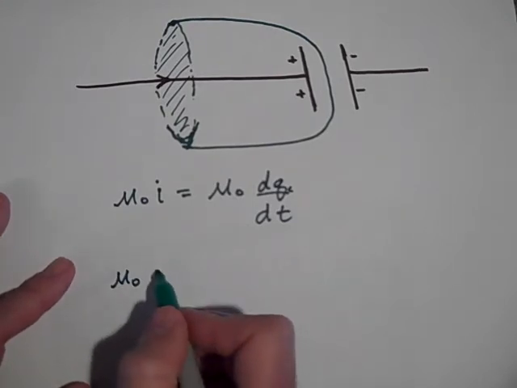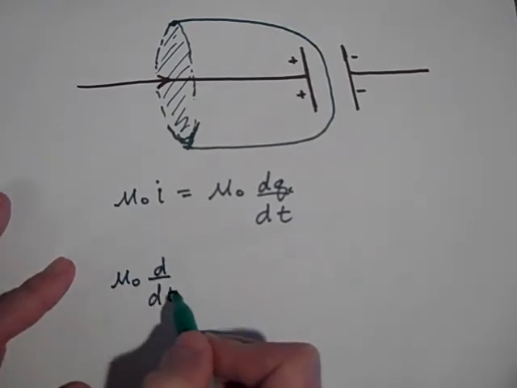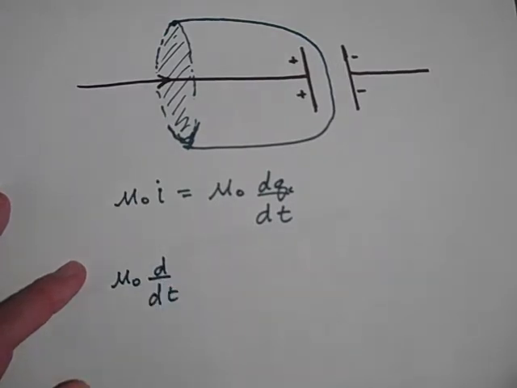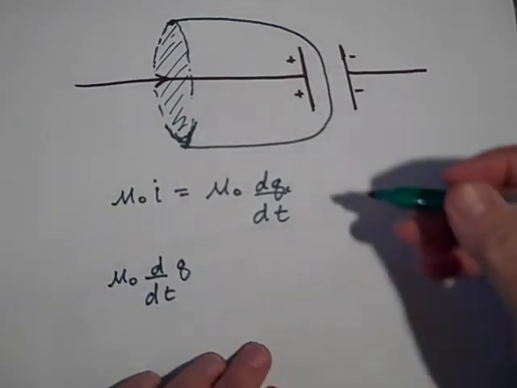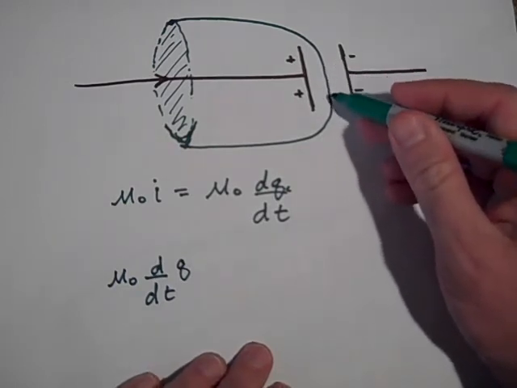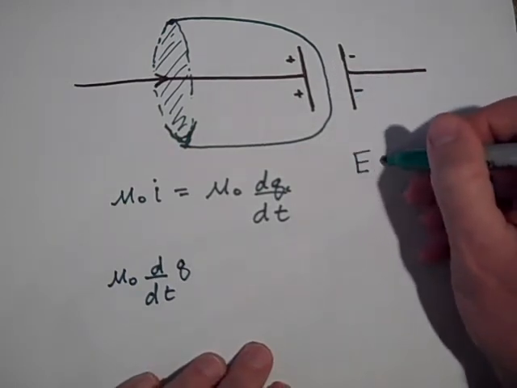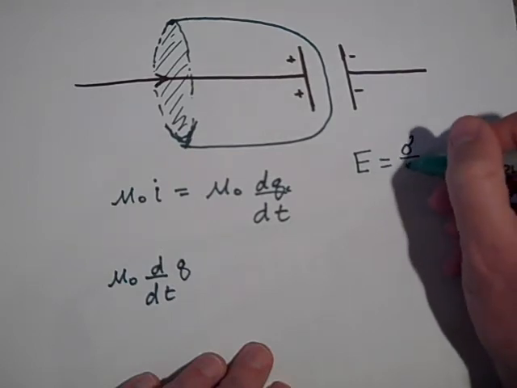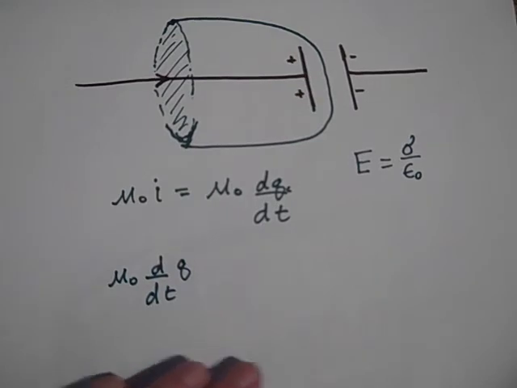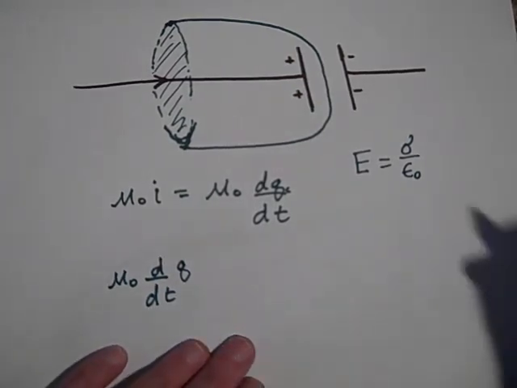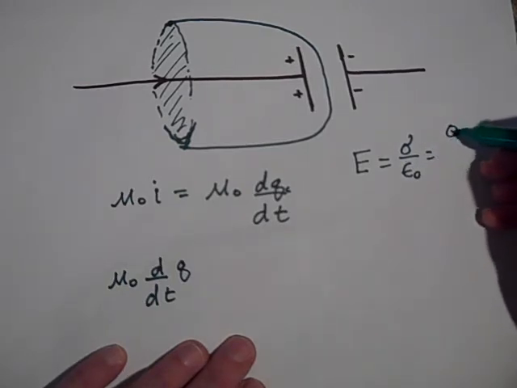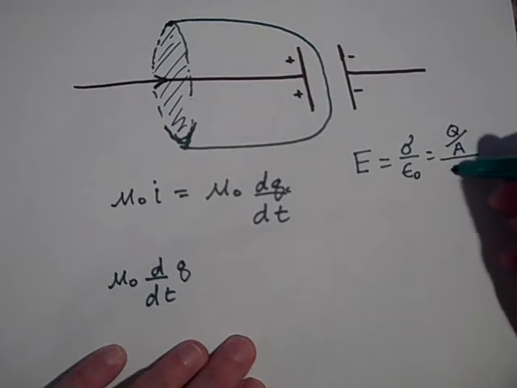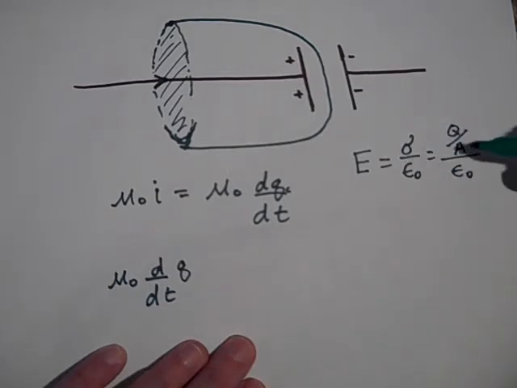So mu naught times the derivative with respect to time, and now I'm going to put a q in there. Now that q, let's figure out what that q is. For right now, I'll just make it a q again. But inside of a capacitor, the electric field inside of a capacitor is equal to sigma over epsilon naught. We derived that in our unit on Gauss's law. Where sigma is the charge per area, so that's the charge per area of one of the plates over epsilon naught. So that's the electric field inside of a capacitor.